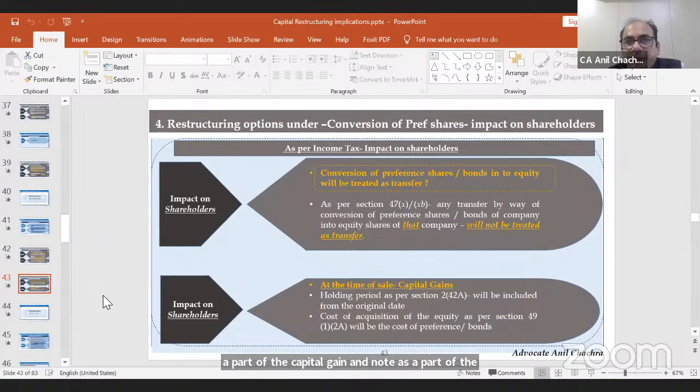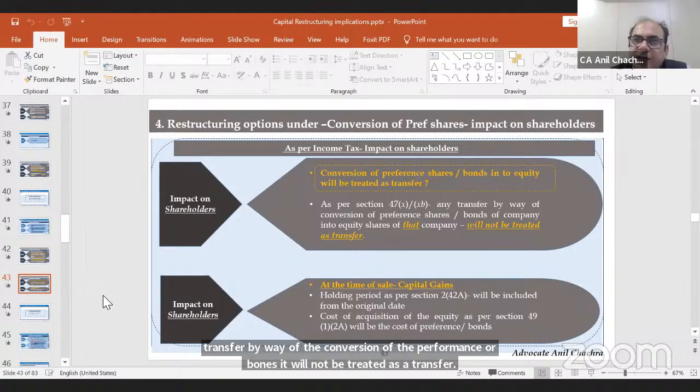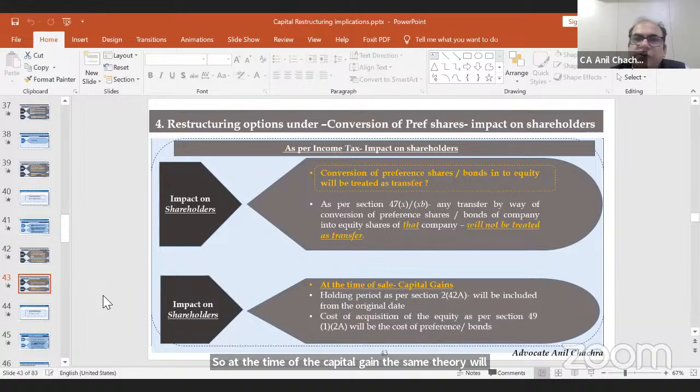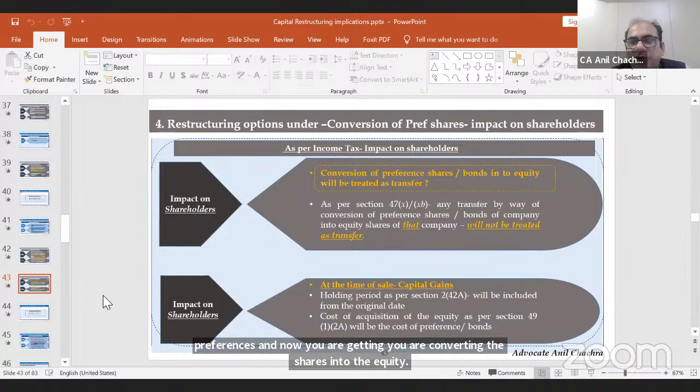Conversion of the preference shares, impact on the shareholders. Conversion of preference shares will not be treated as a transfer in the hands of the shareholder. So that means the conversion of preference into the equity. Section 47, clause 10, 10b says that any transfer by way of the conversion of the preference share or bonds will not be treated as a transfer. So at the time of the capital gain, the same theory will apply. Period of holding and the cost of acquisition would remain the same, right? So whatever the cost you have paid at the time of the preference shares, and now you are converting the shares into the equity, the cost and the period of holding would remain the same.